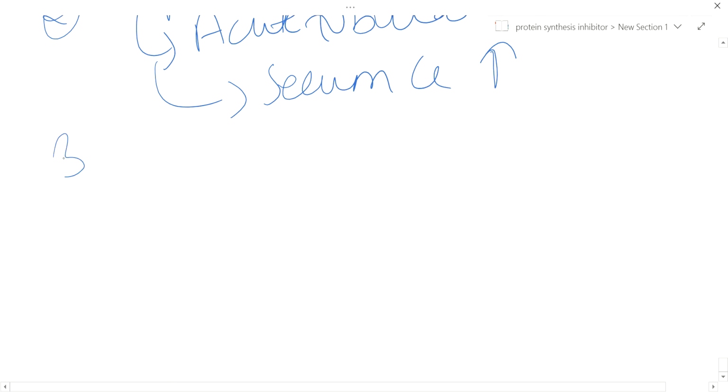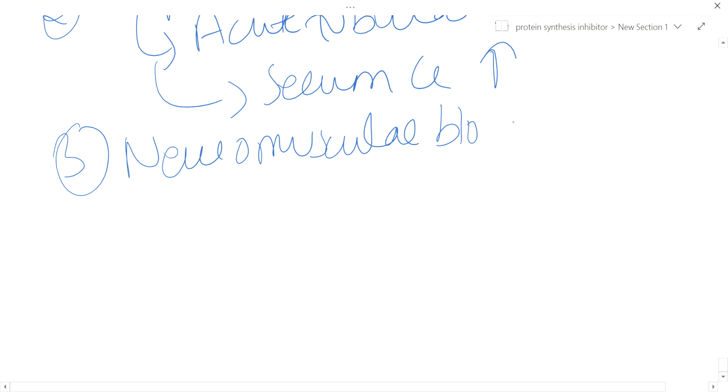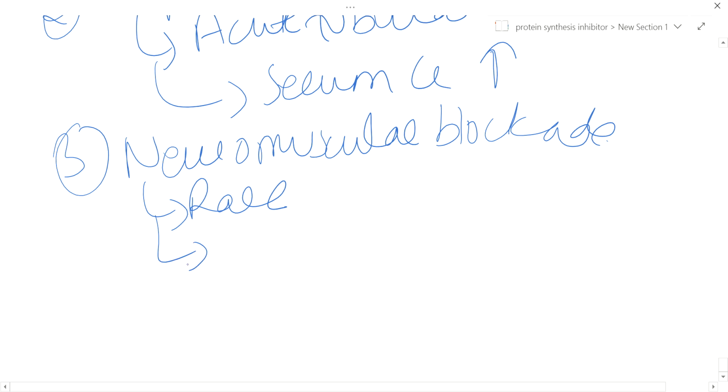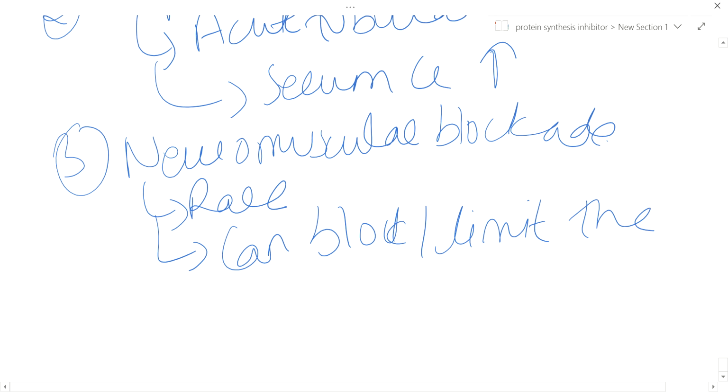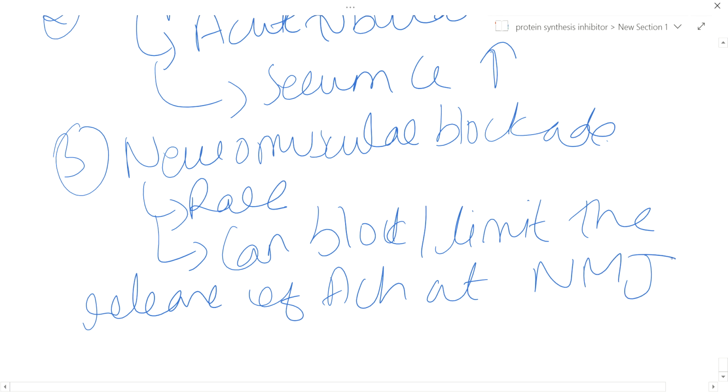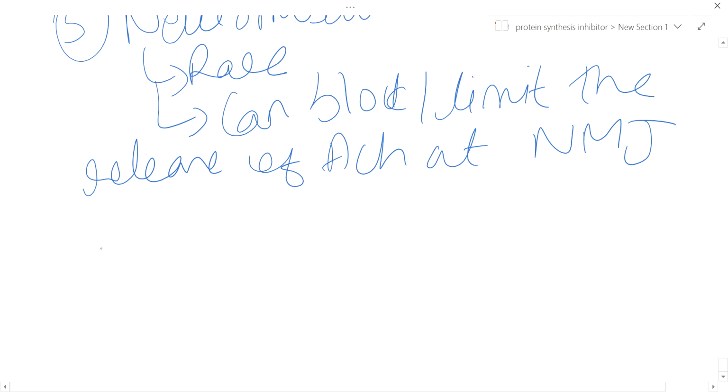Another side effect is neuromuscular blockade. It is a rare side effect. It can block or limit the release of acetylcholine at the neuromuscular junction.